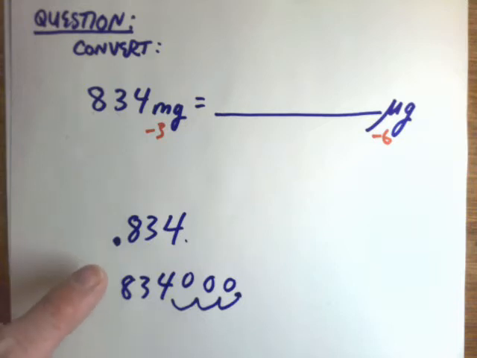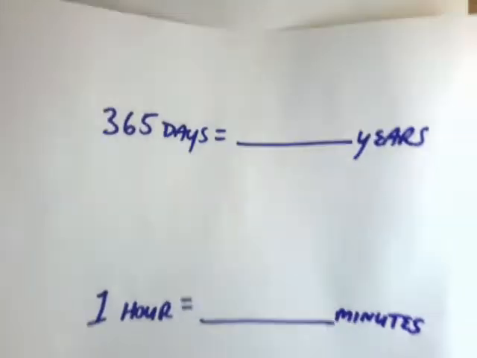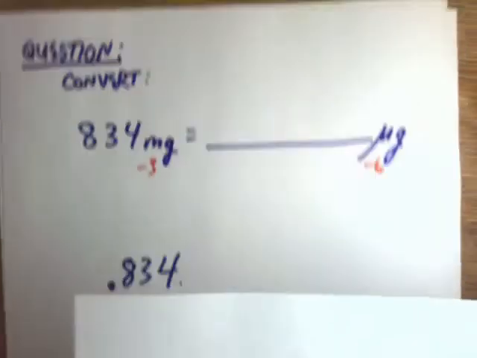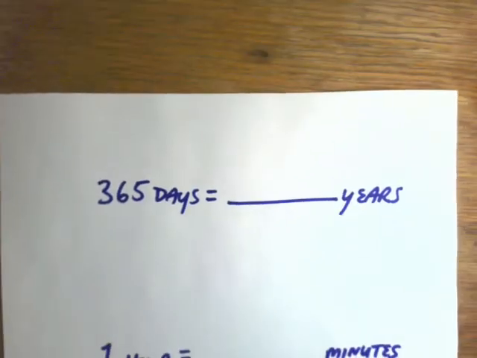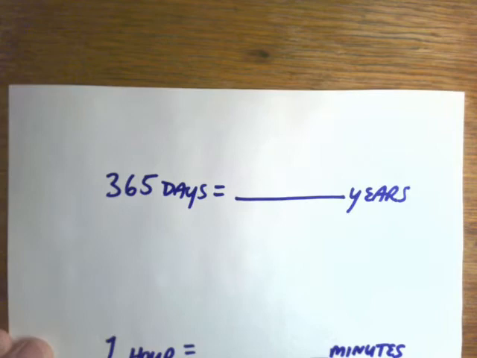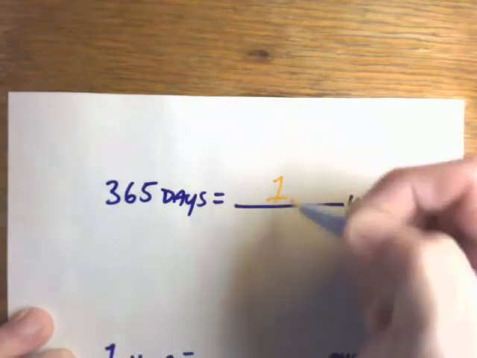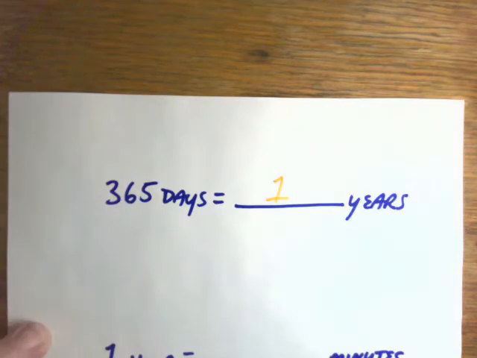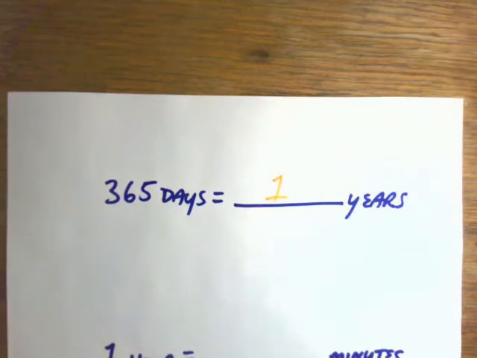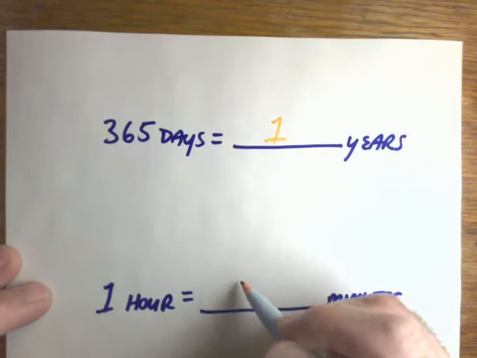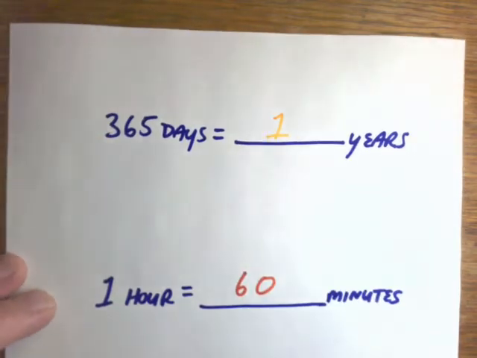So if you're wondering, gee, do I want the smaller number to be there or the bigger number to be there? Think about this. What if I said to you, here's a problem. I said to you, solve this problem. 365 days. Obviously, the answer to that is 1 year. What if I said to you, 1 hour? How many minutes is that? Obviously, 60 minutes.